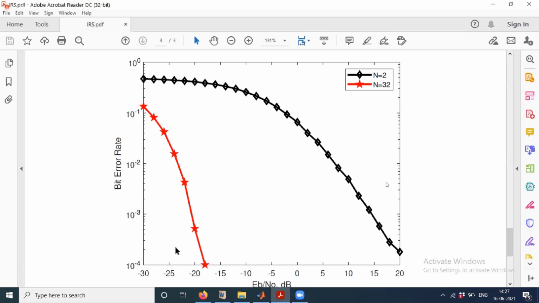So you can see that even at minus 20 dB you have a good performance. But for N is equal to 2, that performance is at about 20 dB. So that is a huge gap between N is equal to 2 and N is equal to 32. So that is the idea.